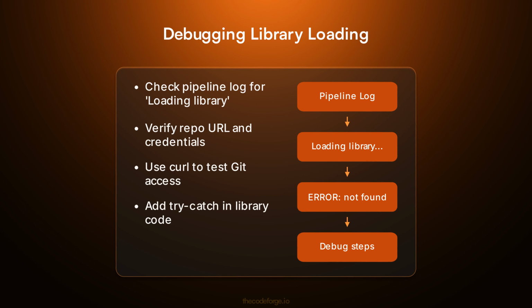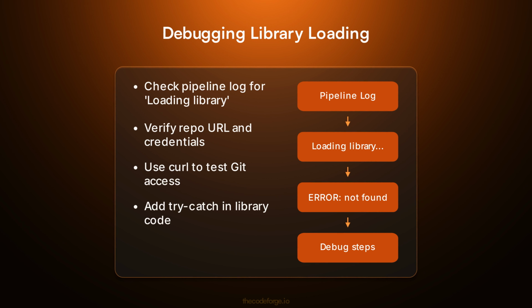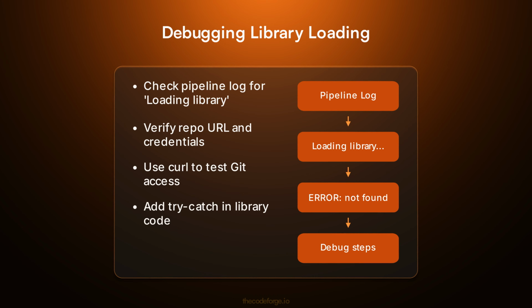When a library doesn't load, check the pipeline log for loading library messages. Common causes are incorrect URL, missing credentials, or a non-existent branch. Use curl to test Git access and add try-catch in library code to surface errors.